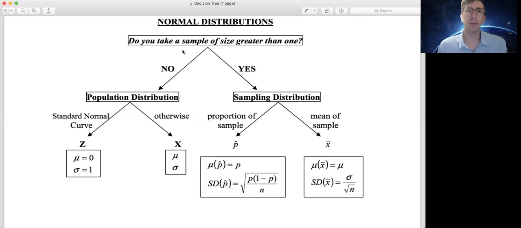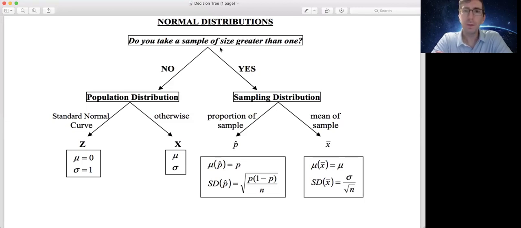So if we start at the top of our decision tree, we want to ask ourselves, do you take a sample size of greater than 1? And so we've seen in a lot of these problems, right? These problems are a little bit longer word problems almost. Maybe a few sentences, almost a paragraph long. And we have to be able to pull the information we need out of the question itself, but we also need to obviously understand what the question is asking us, right?